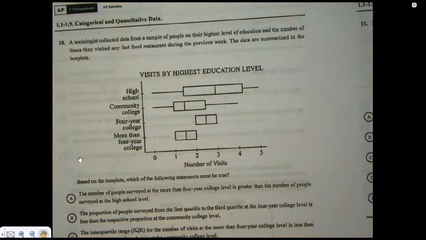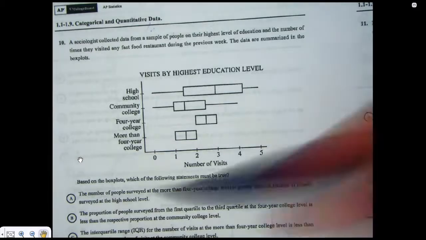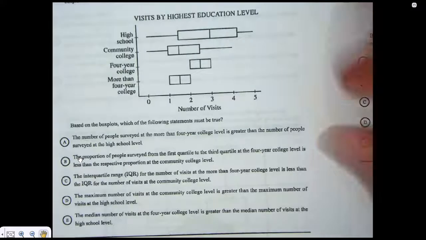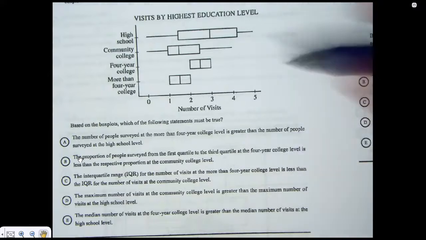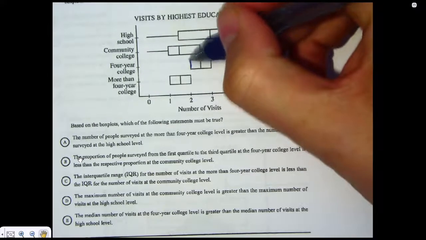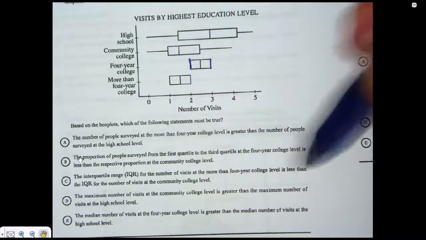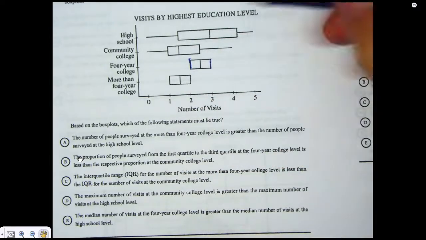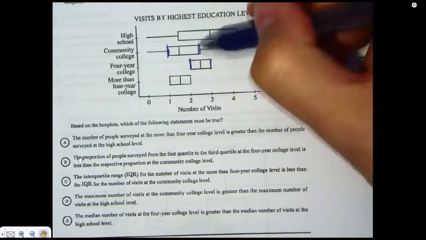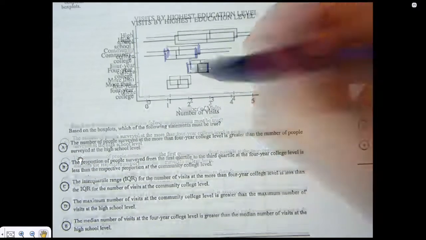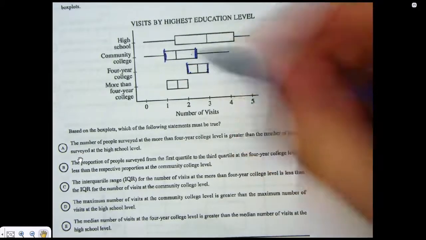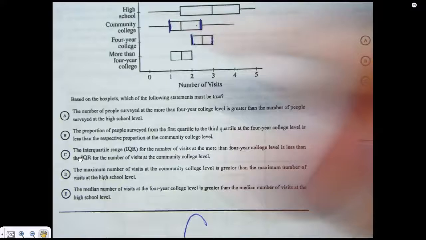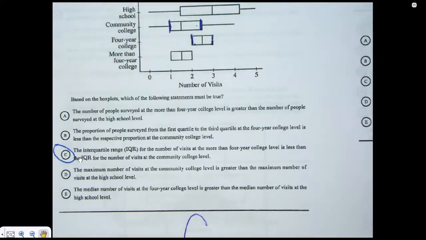Number 10. Visits by education, high school, community, and so on. Okay. C is the right answer, so I'm going to jump there. The IQR for the number of visits at more than 4-year colleges, the IQR is this distance here, is less than the IQR for the number of visits at community college. So IQR, remember, is your Q3 minus your Q1. It is the size of your box. So they are saying the 4-year college box is smaller than the community college box. And that's your answer.